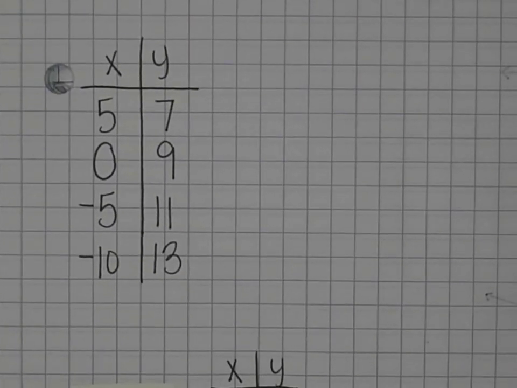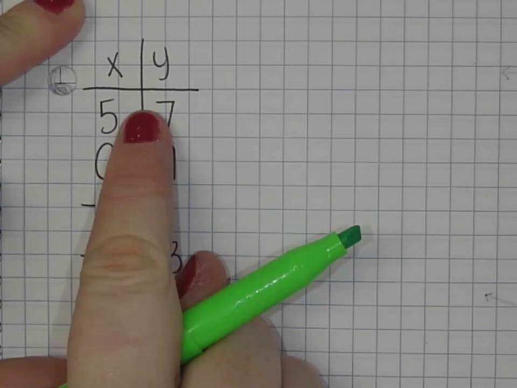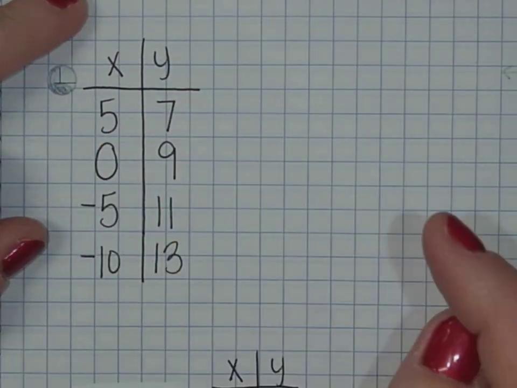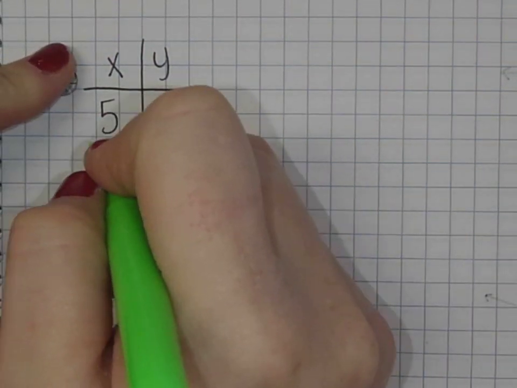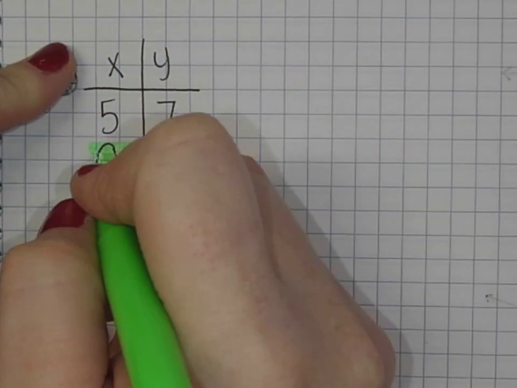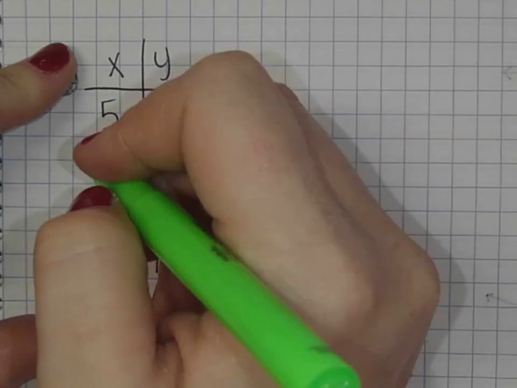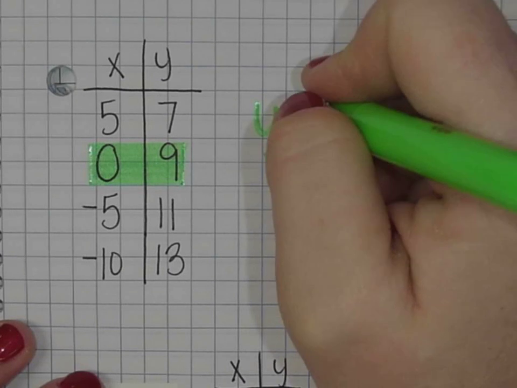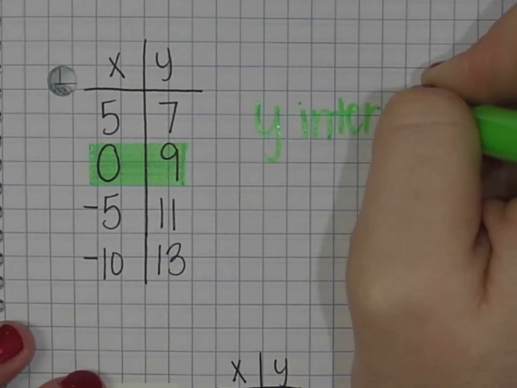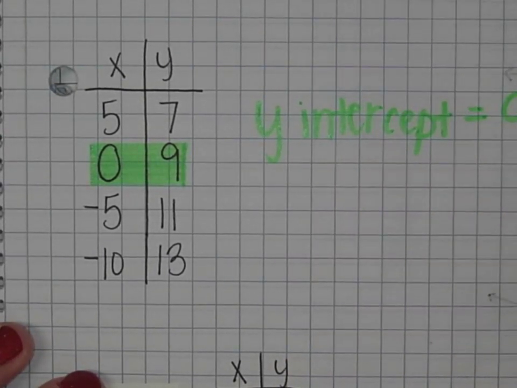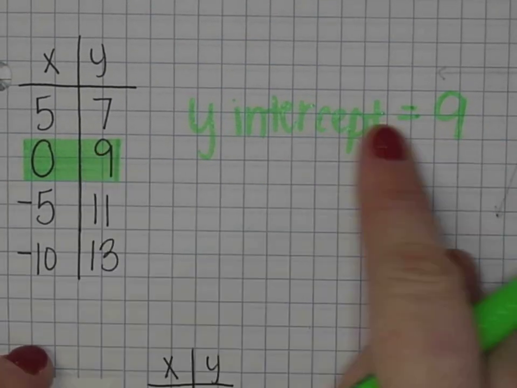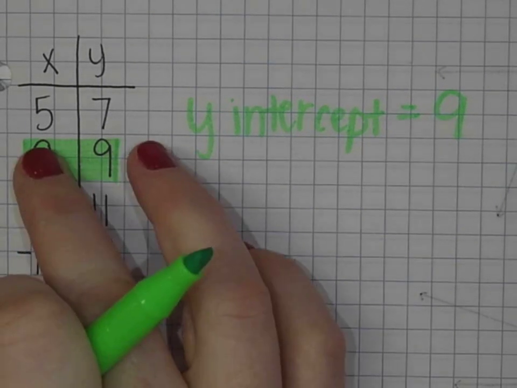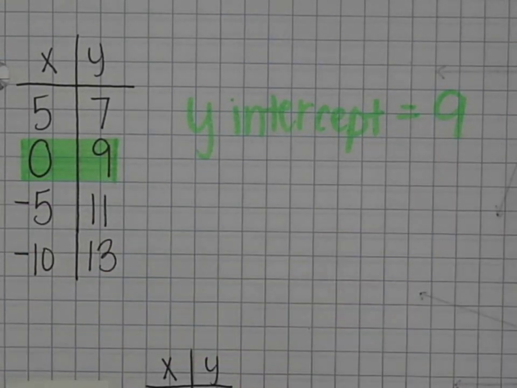Okay, now if you look at this one, it's not always the first one. Its initial value, yes, this would technically be the first one, but we want to look when x equals 0, which is right there. So our y-intercept on this one equals 9. And you're usually just giving the y value when your x value is 0. So it's just the y value.